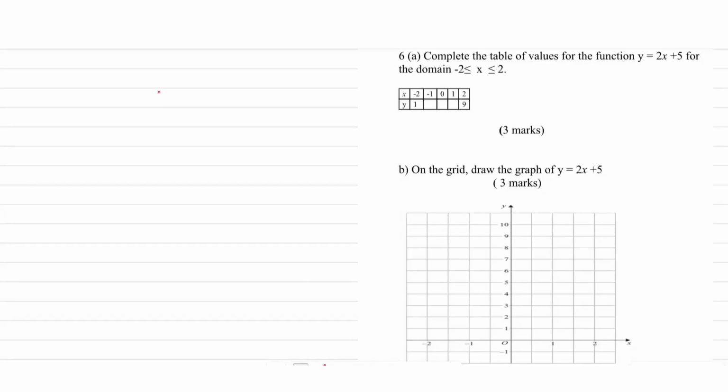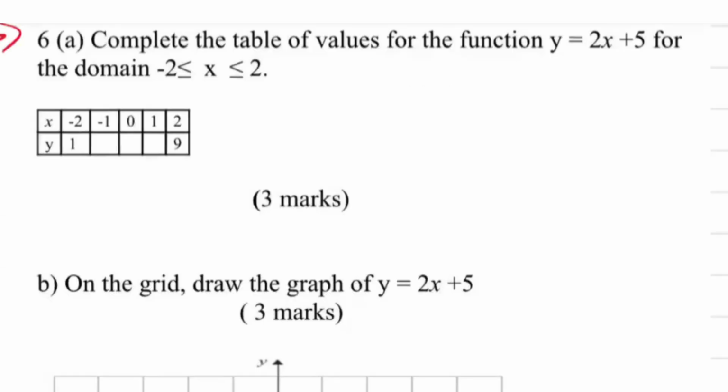So the question reads, this is number 6 here I'm looking at. It says, complete the table of values for the function y is equal to 2x plus 5 for the domain where x is greater than or equal to -2 and less than or equal to 2.